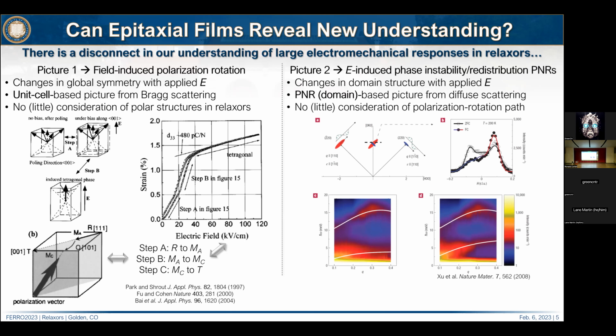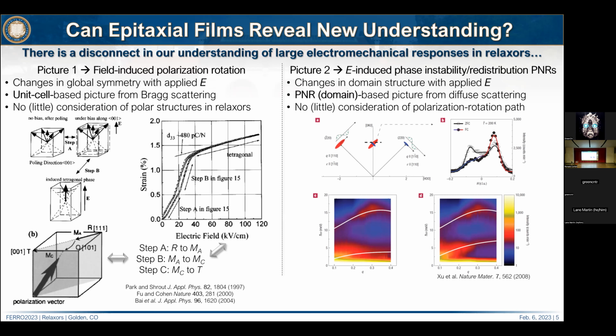Now, on the other side, folks have also tried to look at how the field induces changes in phase instability and redistribution of these domain structures inside of these materials. This seems very reasonable, right? So when you apply a field, you're going to change the domain structure. And people are trying to pull this from diffuse scattering and other sources of experiments.